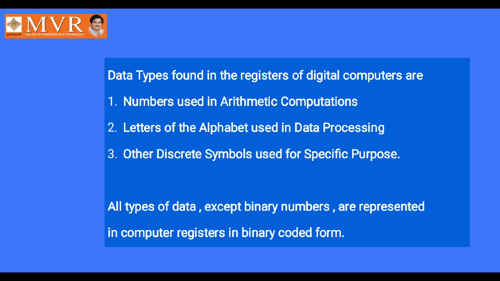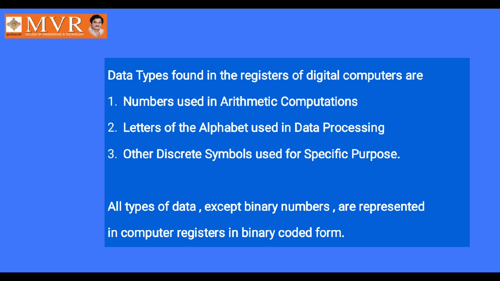Now, data types. From here onwards, our today's session is going to start in detail. Basically, all the data types in a digital computer are classified into 3 categories. The first one is numbers. Numbers are used to perform arithmetic operations like addition, subtraction, multiplication, division, etc. To perform all these arithmetic operations, we need numbers. That is the first type of data.